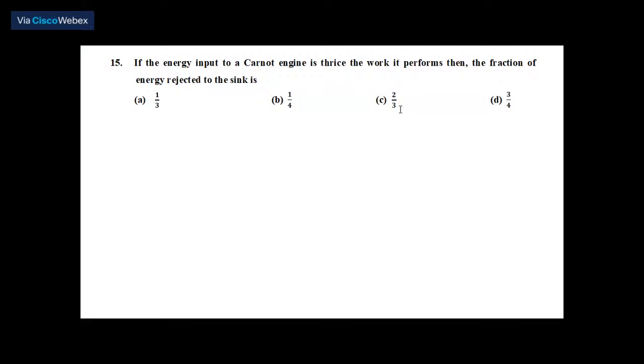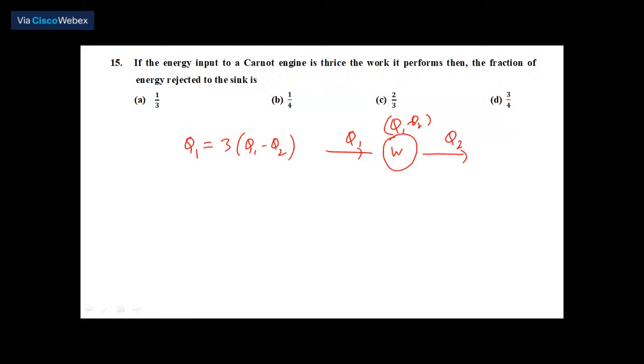Input given, the amount of heat supplied to the working substance is Q1. Q1 is equal to 3 times the work it performs. Heat supplied is Q1, heat rejected to the sink is Q2, work done is Q1 minus Q2, right? So heat given Q1 is equal to 3 times (Q1 minus Q2).